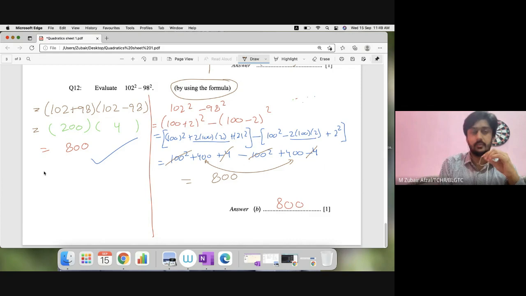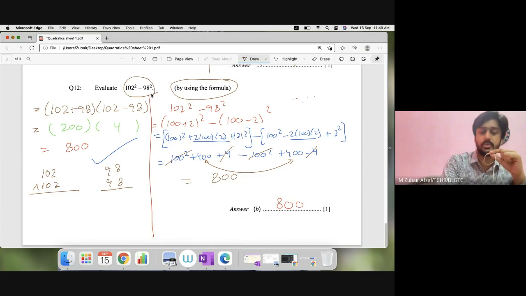And yes, if you do it like 102 times 102, obviously that would be very lengthy. Then 98 times 98, and then you will subtract these two. You won't have your calculators with you. So this is something lengthy. This will take time, and there are chances of error. Again, I'm saying that this is why we practice. Your mind will automatically click what you have to do.